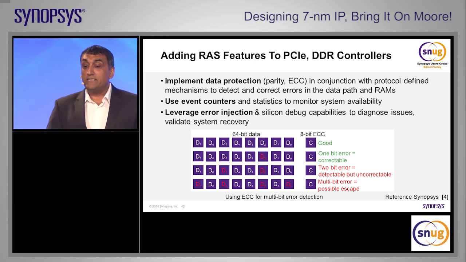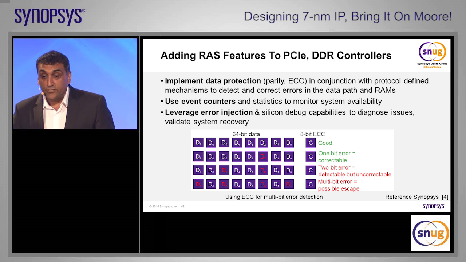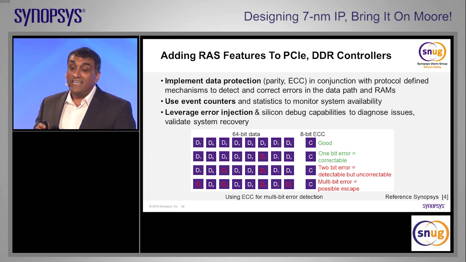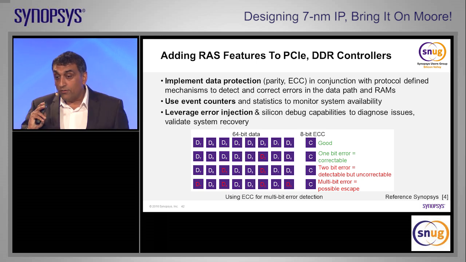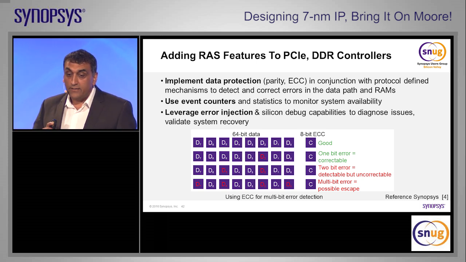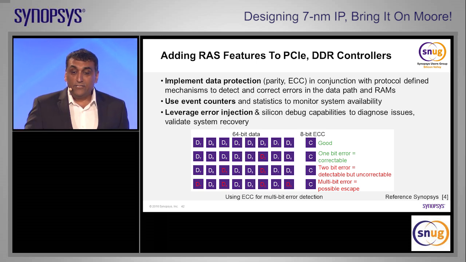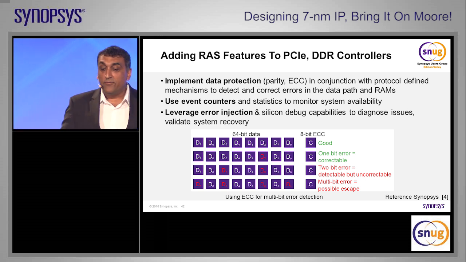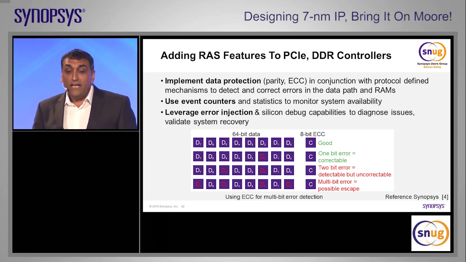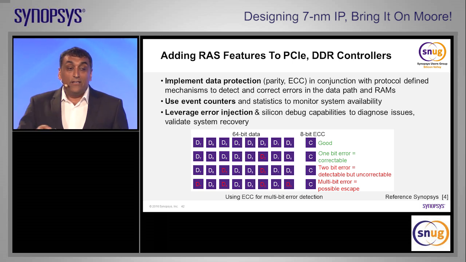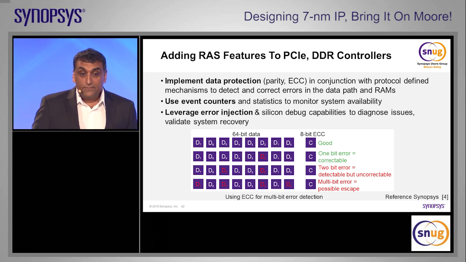Here's something that we've done for those two blocks. We've implemented ECC, right? Data protection. So parity and ECC give you data protection. This is used in conjunction with a protocol. It needs to be protocol specific. It corrects errors in the data path and the RAMs. Event counters are used, and they monitor the system availability. And then we leverage error injection and silicon debug capabilities to diagnose a system during system recovery.